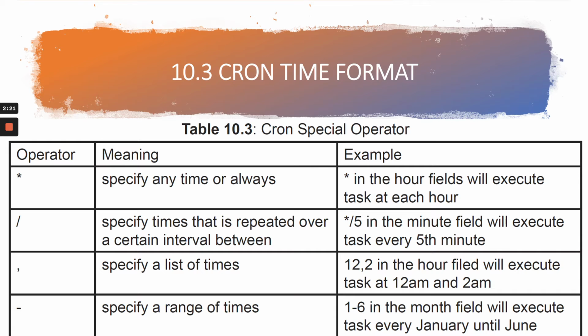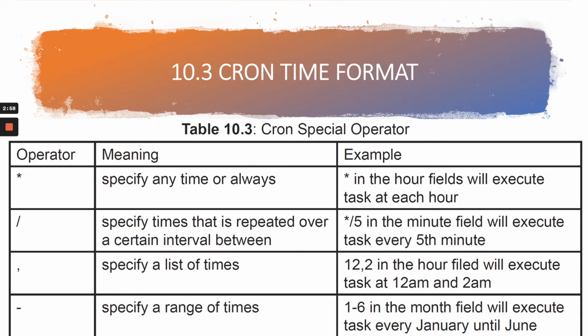Alright, let me introduce you to the cron special operators. These are the operators that you may use to create different time format combinations. The first operator is the asterisk. Asterisk means you specify any time or always. For example, if you put an asterisk in the hour field, it will execute the task at each hour, or every hour. Next is the slash operator, which specifies a time that is repeated over a certain interval in between.